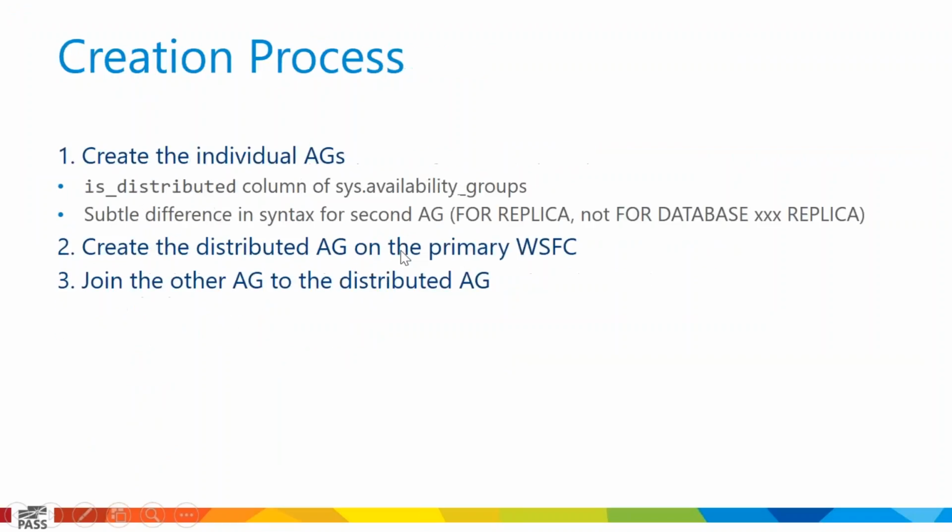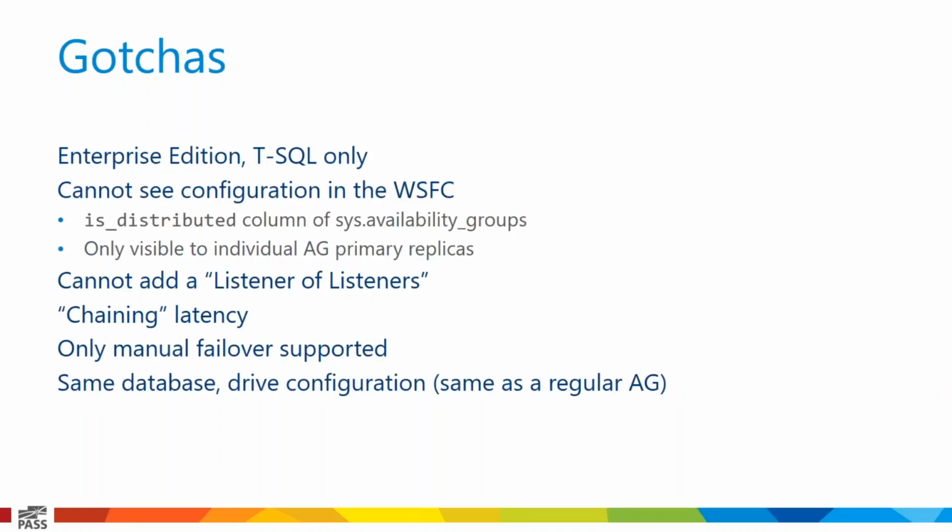Okay. So basically, this is what I showed you. There's this new is distributed. You create the individual AGs, create the distributed availability group, and you basically join the other AG to the distributed AG. So what are some of the things that you need to worry about? Well, first of all, as I mentioned, it's Enterprise Edition only, and this is purely maintained by SQL Server. There is no concept of this in the Windows Server failover cluster like there is with a standard availability group.